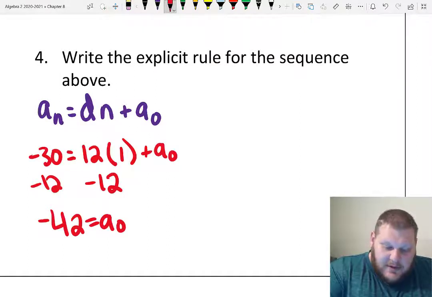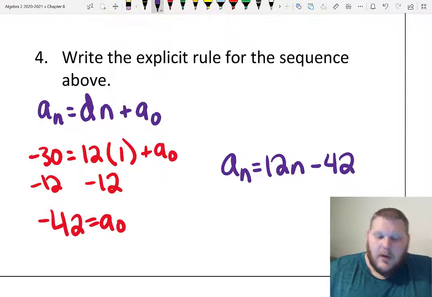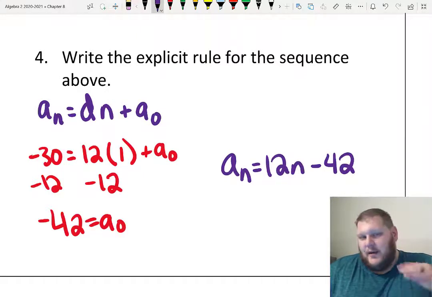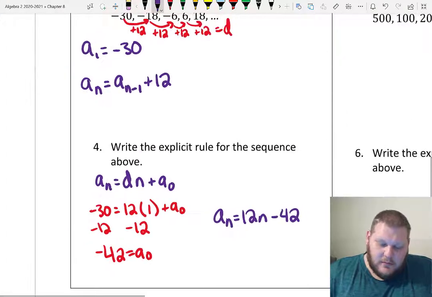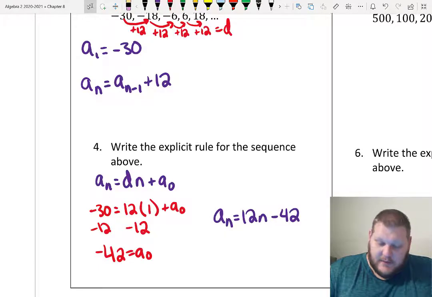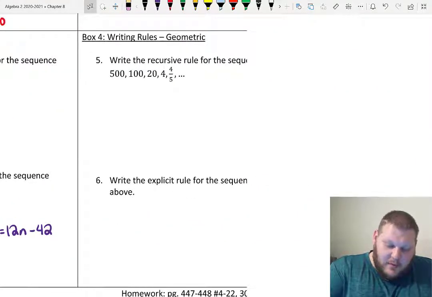So our explicit rule would be a sub n equals 12n minus 42. So that would be the rule that would get you directly to whatever term you're looking for based on which position it's in the sequence. So a little bit different, but again, they describe the same sequence.